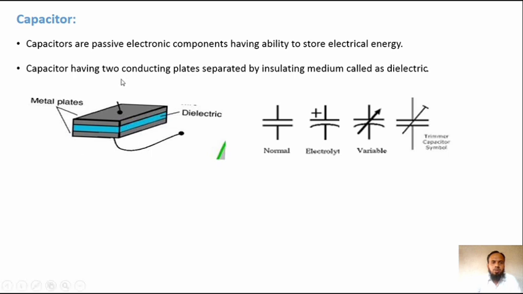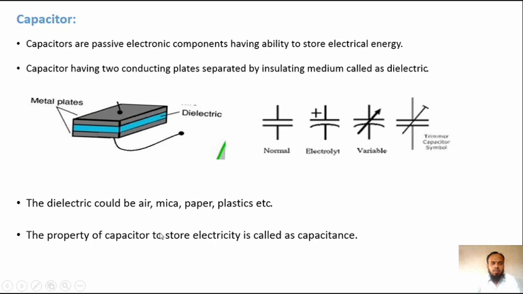Here the figure shows the capacitor. These are the two metal plates or conducting plates, and this is the dielectric medium which separates these two conducting plates. Here is the symbol of the capacitor. It is a normal capacitor. It is an electrolytic capacitor having positive and negative terminals. Then it is a variable capacitor, and this is the trimmer capacitor symbol. The dielectric could be air, mica, paper, plastic, etc.